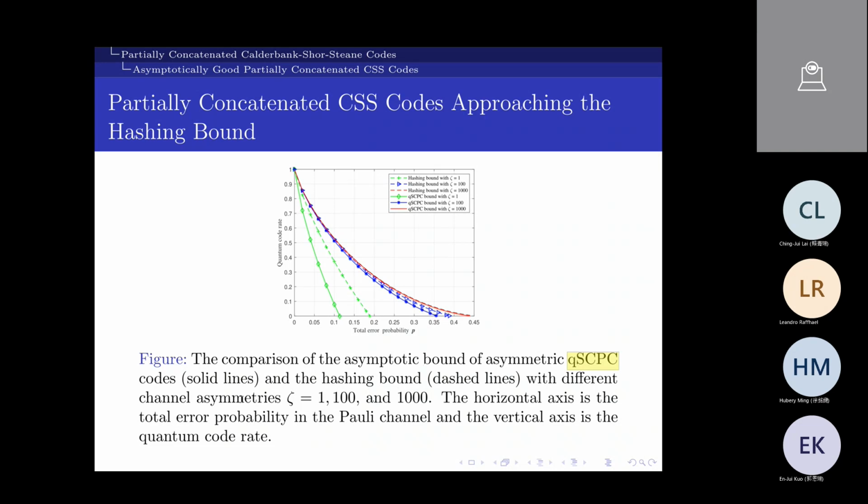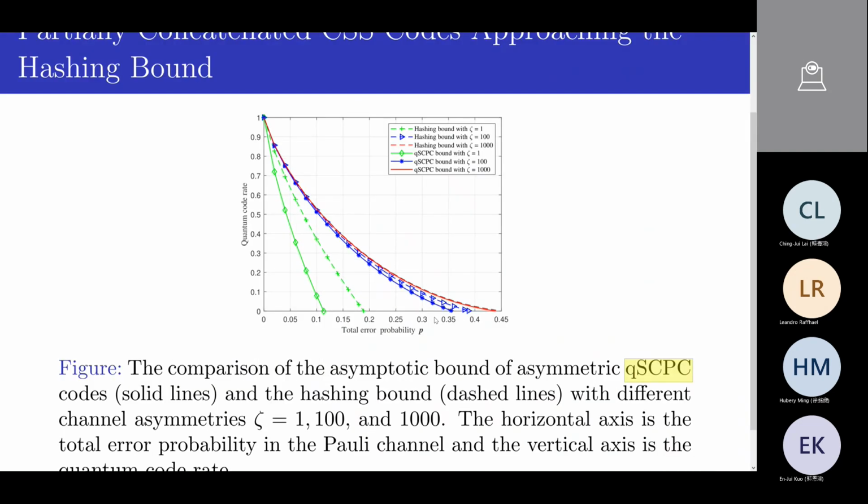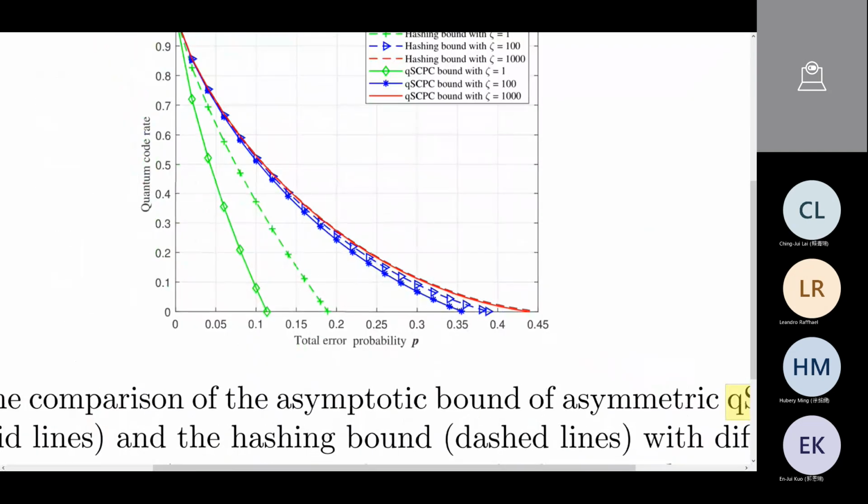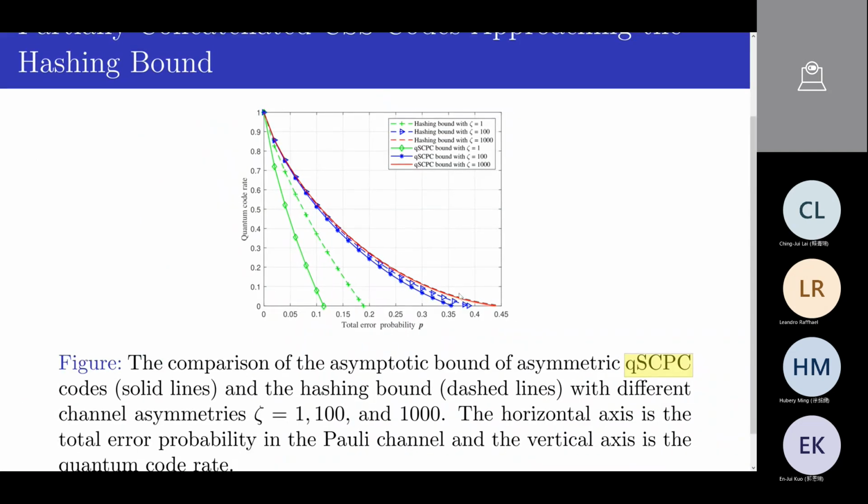And if the channel asymmetry goes to 1000, and 1000 is a very common asymmetry in quantum channels, then we can see that our code can approach the hashing bound of asymmetric quantum channels.